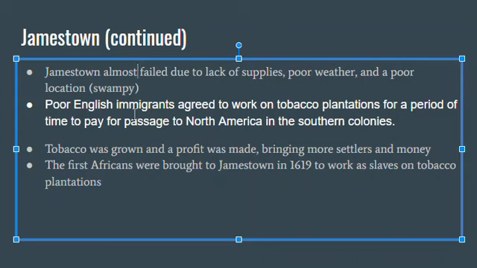And poor English immigrants agreed to work on tobacco plantations for a period of time to pay for passage to North America and the southern colonies. And tobacco was grown and a profit was made, bringing more settlers and money. So the tobacco was being grown and brought back to Europe. People are making money. Eventually, more people came here because they were like, wow, if I go to Virginia, I can make money. And the first Africans were brought to Jamestown in 1619 to work as slaves on tobacco plantations. So this is where slaves are starting to be brought.